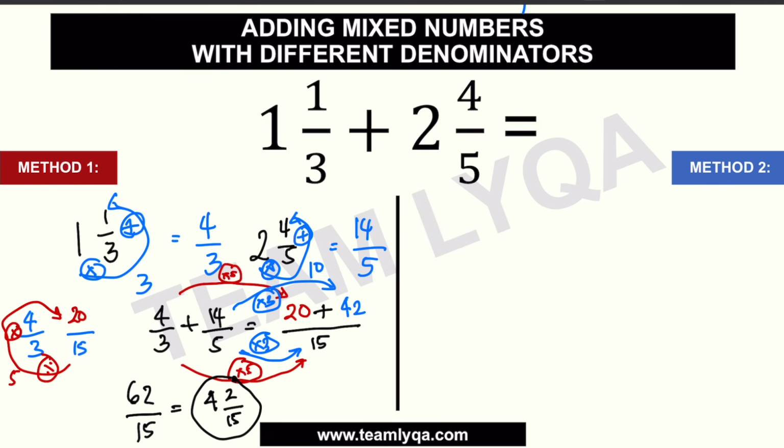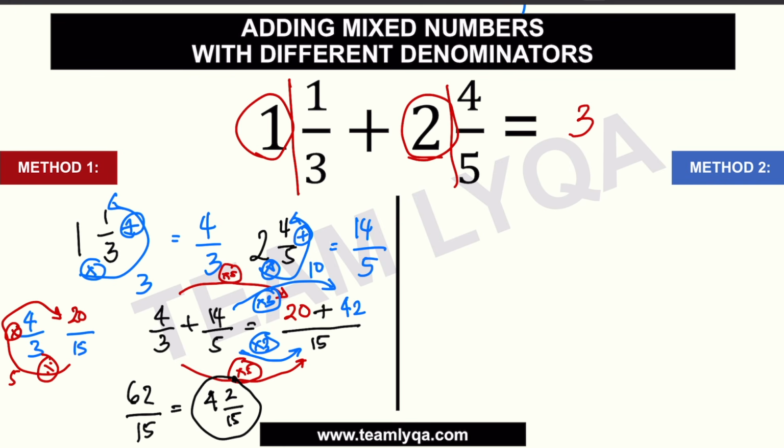Now, the thing with this is, again, there are many parts. I convert, then LCD, then solve, no? Now, again, if you're going to use method 2, we're going to do the same thing. Split here, split here. Let's combine the two whole numbers first. 1 plus 2 is 3. It waits there. Okay?